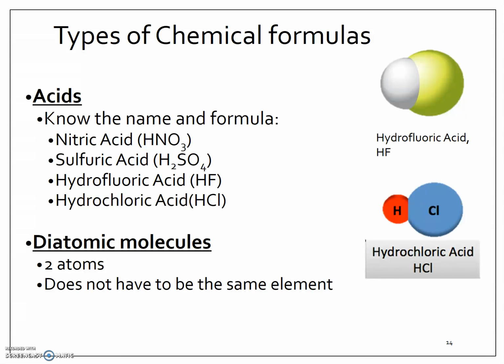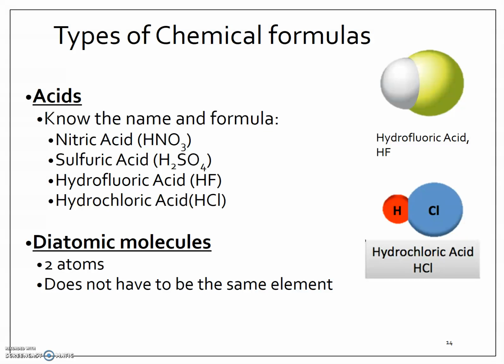Now we talked about diatomics a little bit. I gave you a brief introduction. If we break down the word, di means 2, atomic means atoms. So this means there's a combination of 2 atoms. They do not have to be the same element, such as hydrogen fluoride, or hydrochloric acid, which is a hydrogen and chloride.